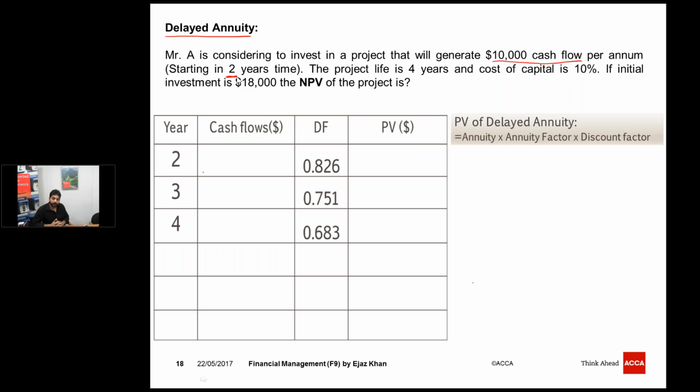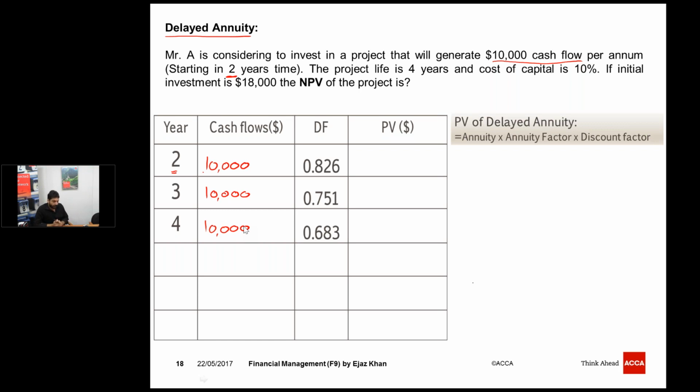Again, first we'll solve it through the tabular approach, which is the universal approach. You can use it anytime, but definitely it will take time. So we'll go to the formula approach as well. So let's put in the values. The first cash inflow will be received at year 2. So I haven't written 0 and 1 because it is starting from year 2. So the first $10,000 will be received after the end of year 2. The second cash inflow will be received after the end of year 3. And the last cash flow, since the project is of 4 years, will not exceed that. So the last cash inflow will be received at the end of year 4.